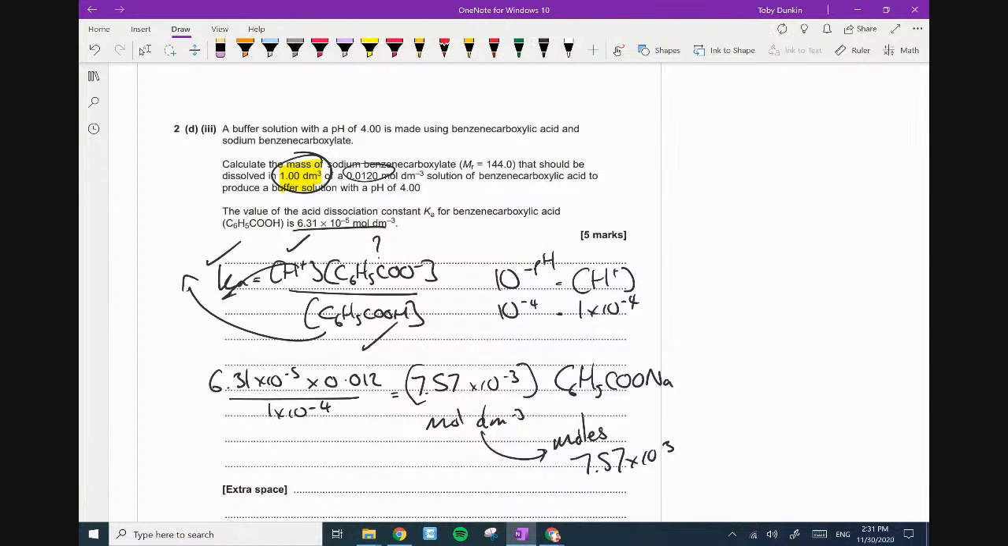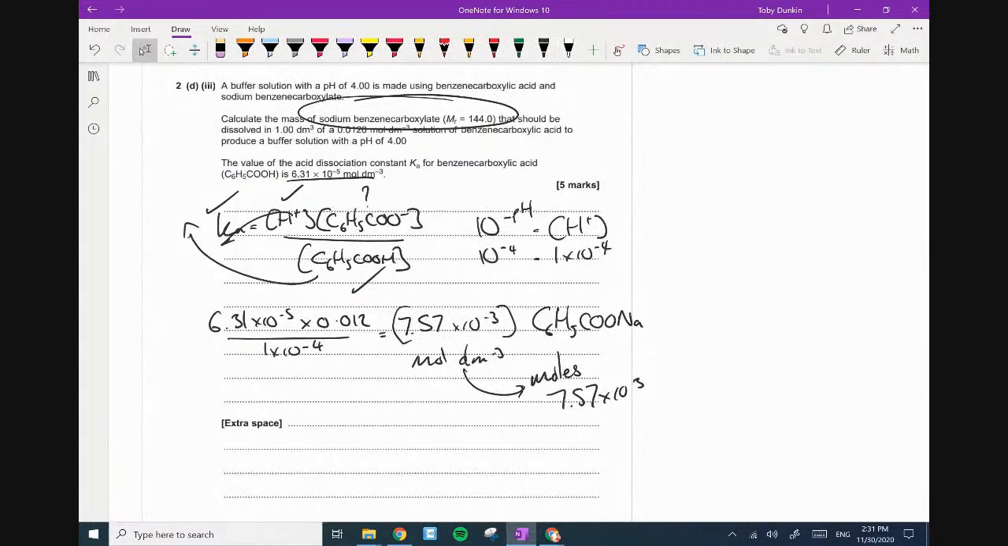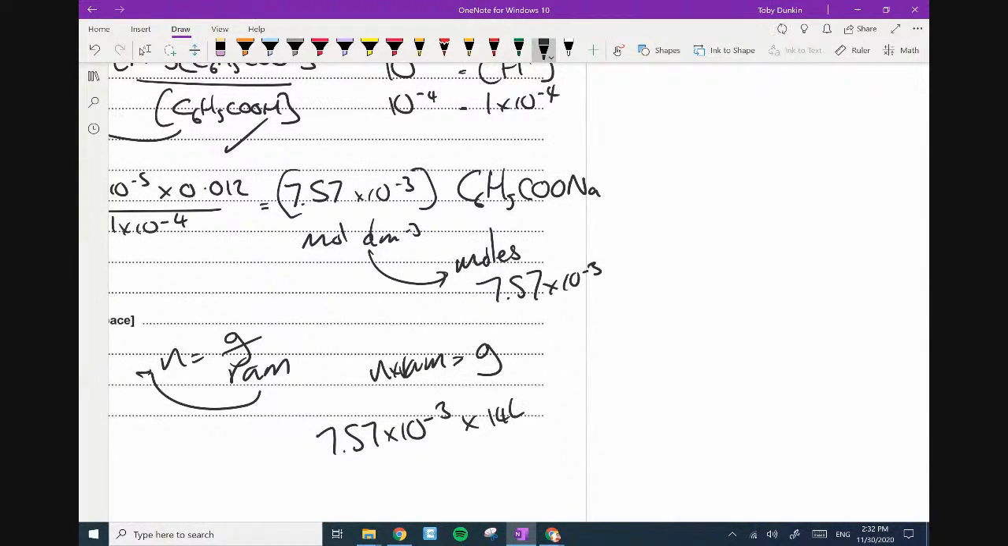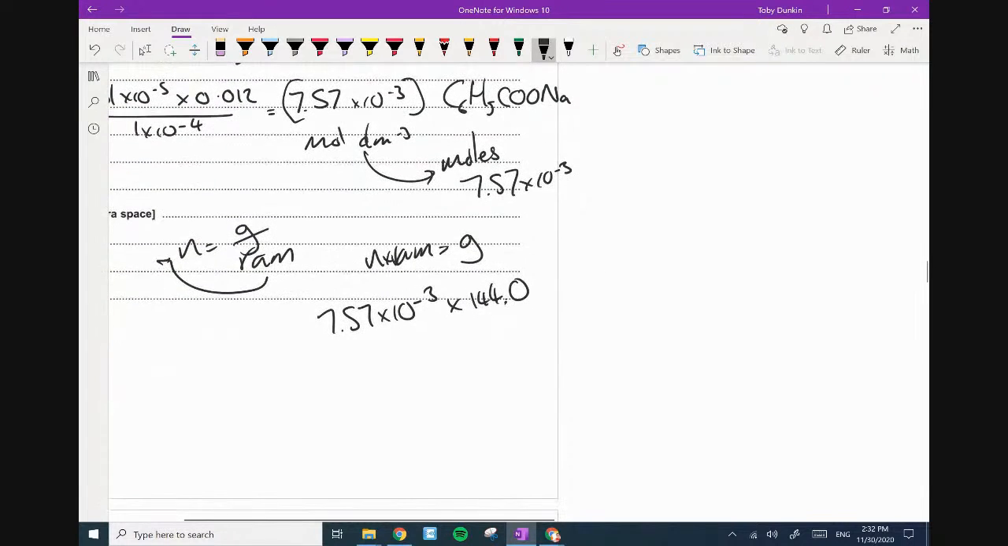Now, what the question has actually asked me to do is find the mass. This is grams over Mr. They've given me the relative molecular mass, or formula mass because it's ionic, of the sodium benzene carboxylate. So number of moles is grams over Mr. I'm after grams, so reorganize. Number of moles times Mr will give me grams. 7.57 times 10 to the minus 3, times, what was the Mr? 144.0. Multiplied by 144 equals 1.09 grams, and I'm done.